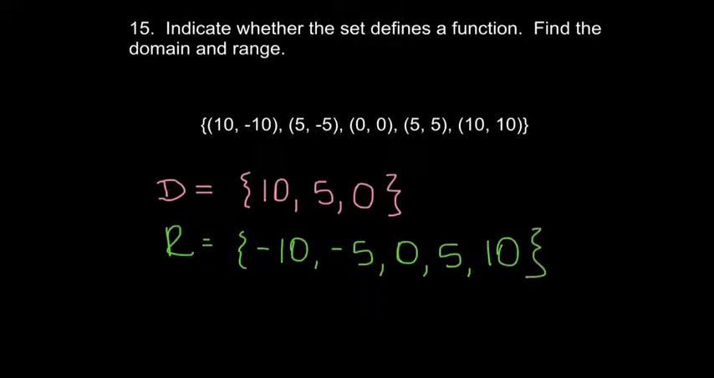You can see in this example that some of the elements of the domain are paired with more than one element of the range. In other words, the domain element of 10: 10 is paired with -10, but 10 is also paired with +10. Same thing with 5. 5 is paired with -5. It's also paired with +5. Because those elements of the domain repeat, or because they are paired with more than one element of the range, this relation is not a function.